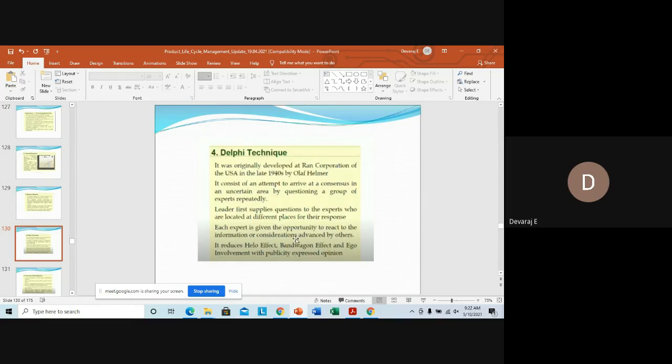Each expert is given the opportunity to react to the information or considerations advanced by others. See, I will give the information that this is a problem statement to 10 experts. Then individually they will tell the solutions. This is my solution, this is my solution. For this problem statement, everyone will give results for us. And finally, we will consolidate those results. If the company is satisfied with all the results, or if they give the same solution, then they will immediately implement the solution to solve the problem.